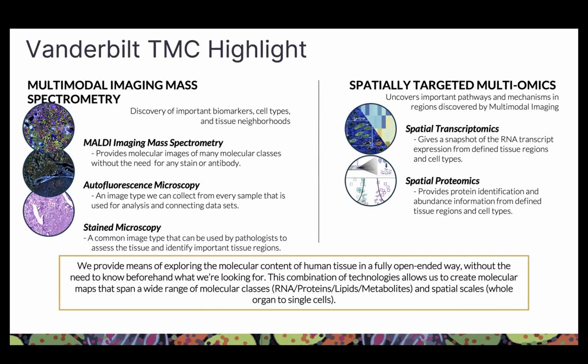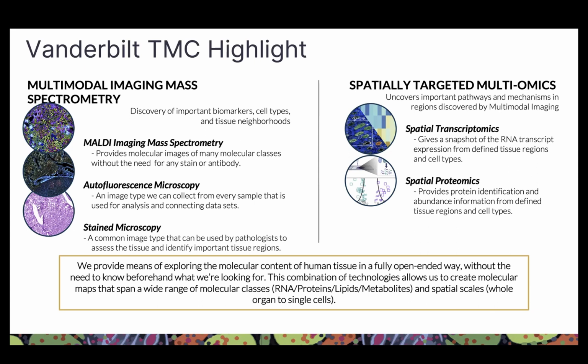Our tissue mapping center at Vanderbilt is focused on two primary workflows that are very tightly interconnected. The first is what we call a multimodal imaging mass spec workflow, which combines imaging mass spectrometry with various forms of microscopy, so again we can make connections to specific cell types and functional tissue units. And then on the other hand, spatially targeted multiomics, whether that's spatial proteomics or spatial transcriptomics. The combination of these two workflows together really allows us to map across a wide range of molecular classes, from RNA to proteins to lipids to metabolites, and across wide spatial scales.